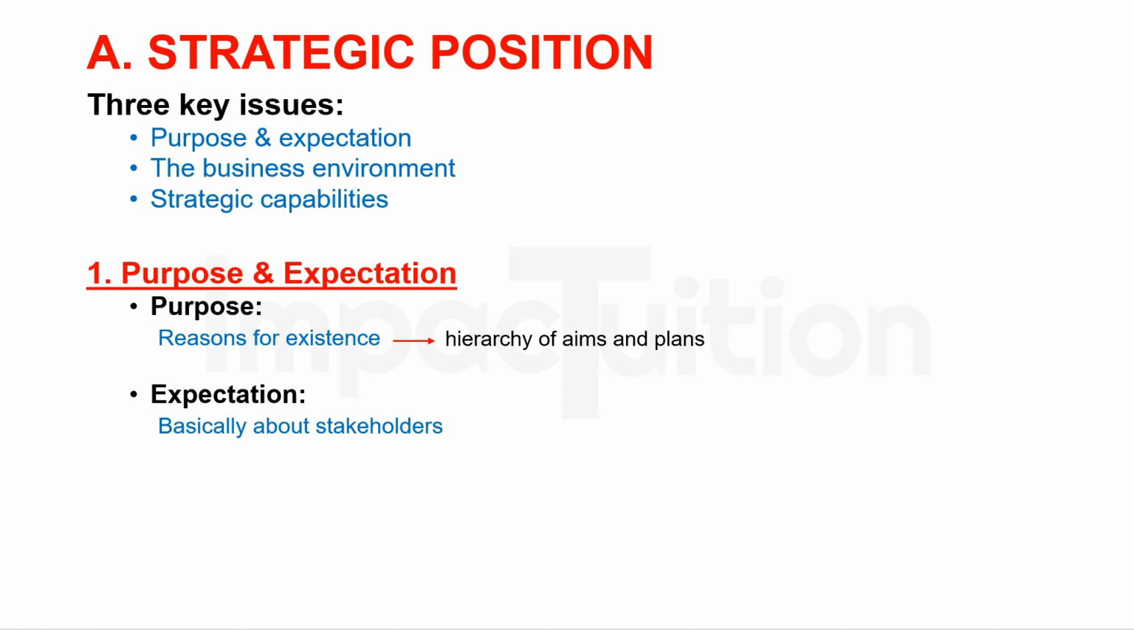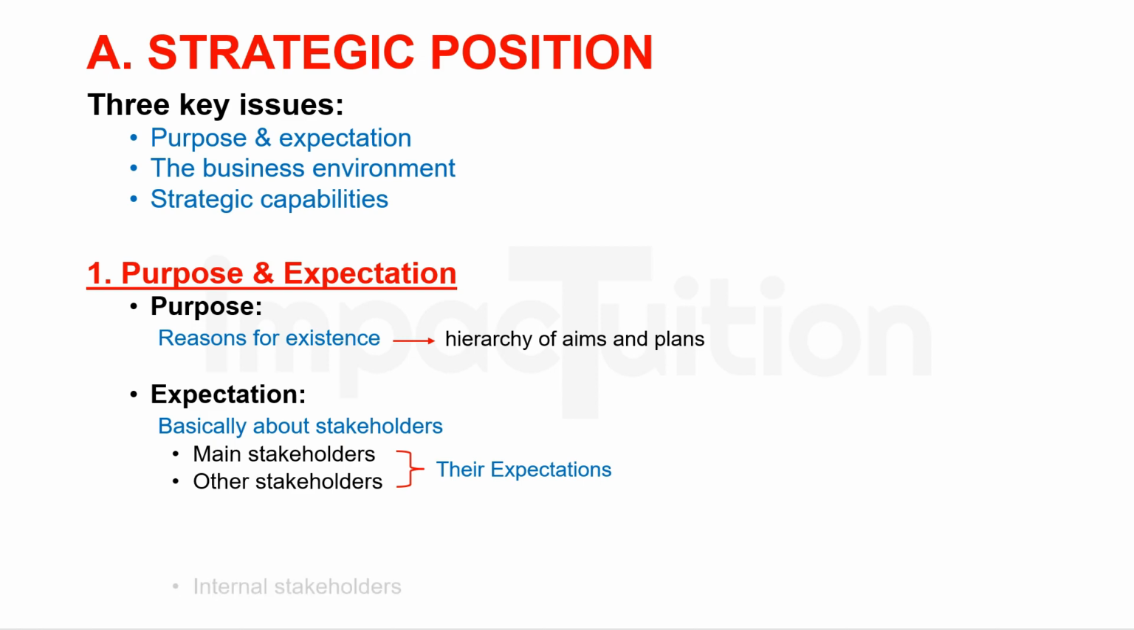For expectation, we are basically going to talk about stakeholders. Stakeholders are organizations and persons who are interested in what the organization is doing. We will discuss the classification of stakeholders. We have the main stakeholders and other stakeholders. For this group of stakeholders, we will look at their expectations, what they expect from the organization in question.